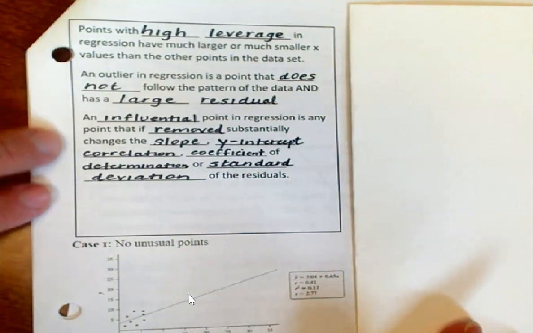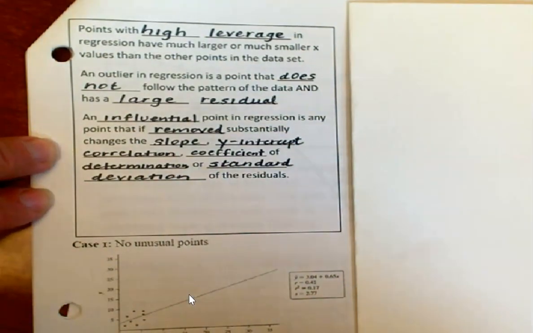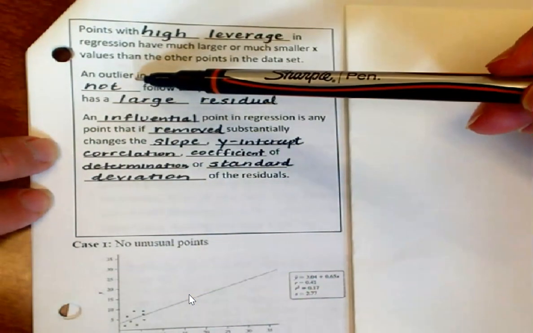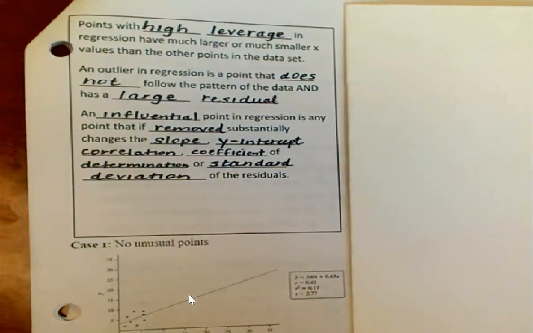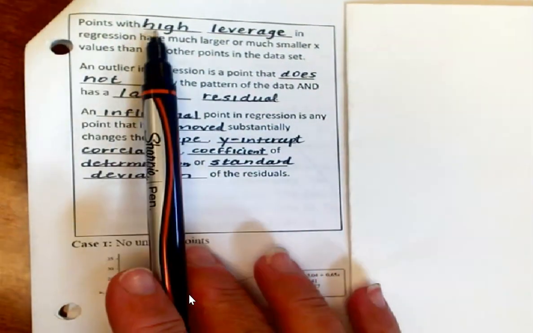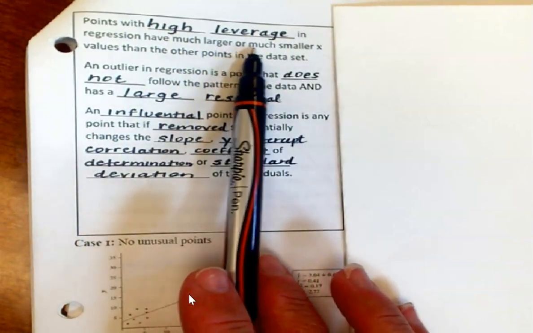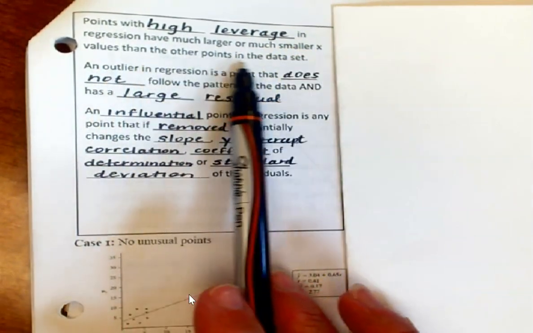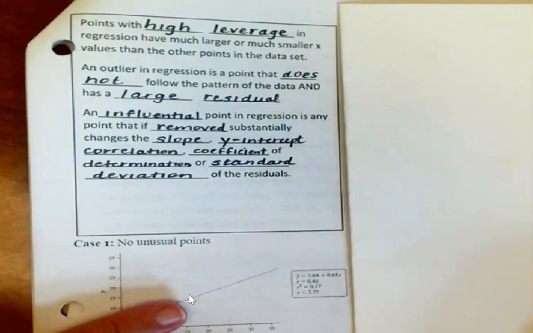Points with high leverage in regression have much larger or much smaller x values than the other points in the data set. An outlier in regression is a point that does not follow the pattern of the data and has a large residual. So if you have an outlier, it's going to have a large residual, and it doesn't follow the pattern of the data. I think we all know what an outlier is, but I don't know that you thought about how it will have a large residual. Whereas points with high leverage have much larger or much smaller x values than the other points in the data set. We're going to look at some of these in just a second.